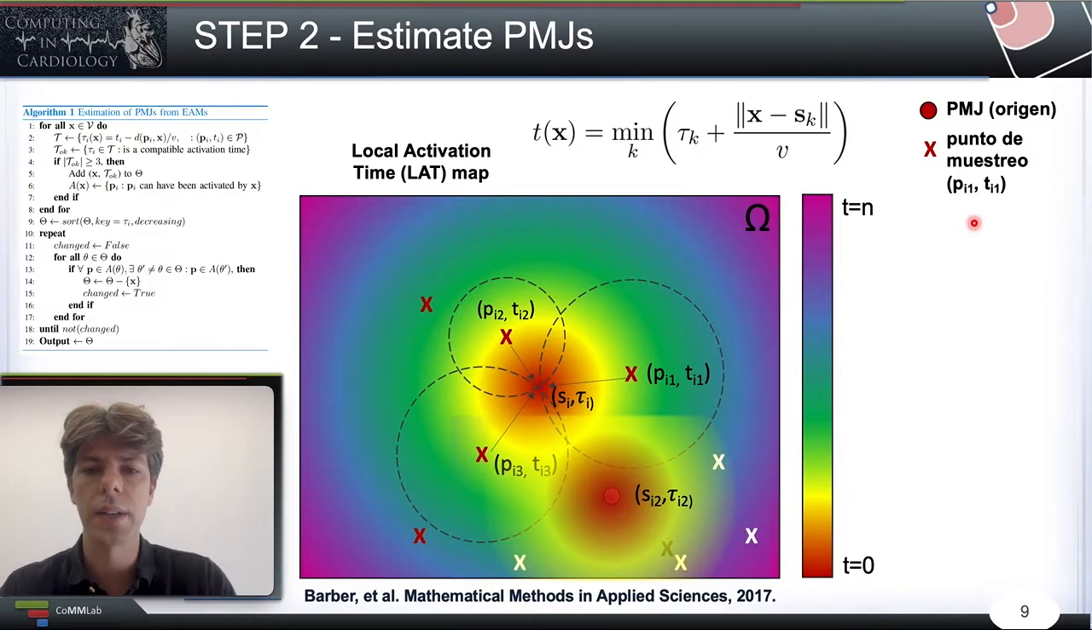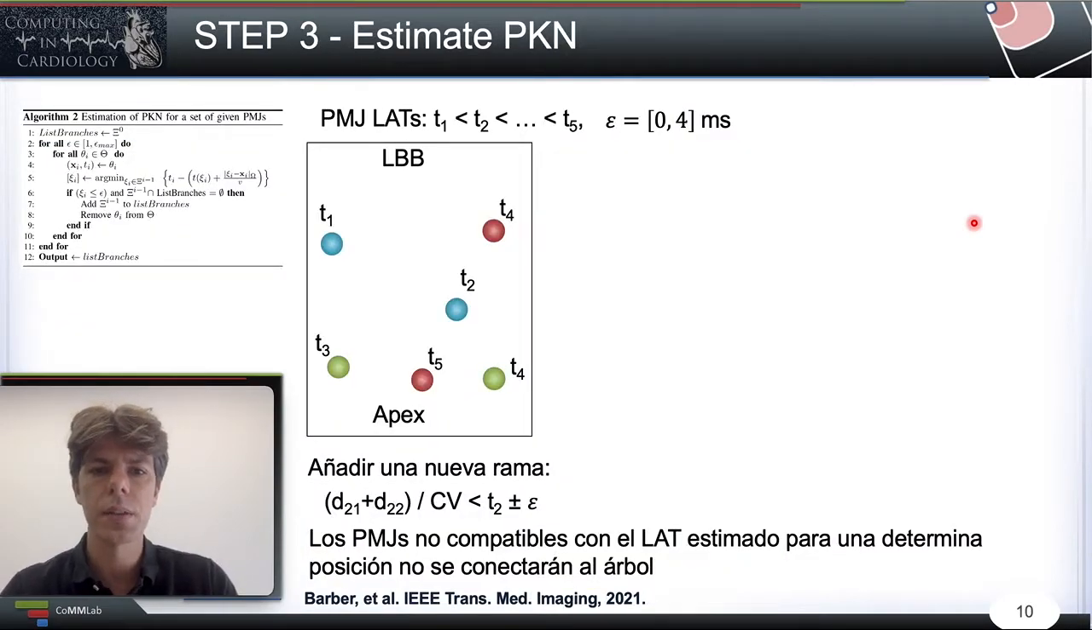Some of them do not actually point to any real PMJ, but some others group together in clusters pointing to the same source. So we keep these sources of information as the Purkinje myocardial junctions. After that, what we do is we take all these Purkinje myocardial junctions.